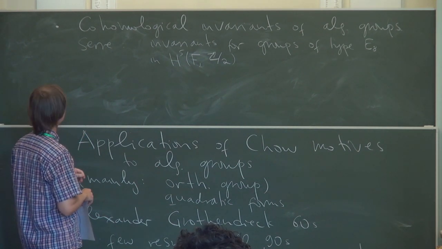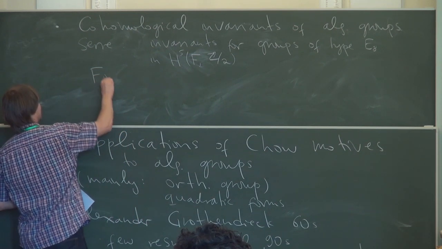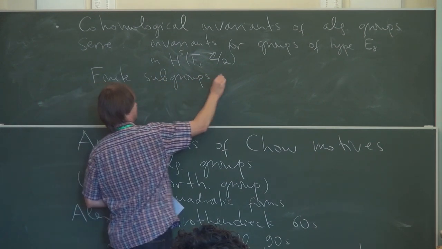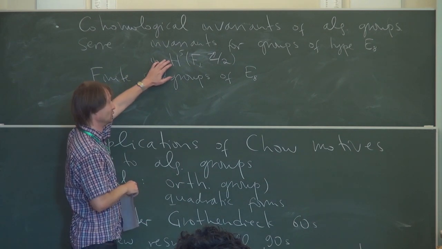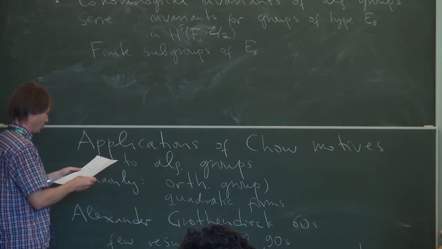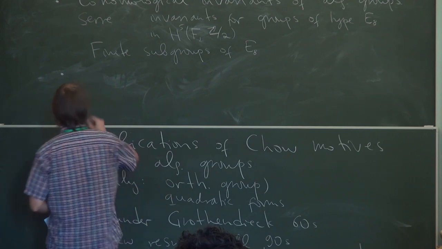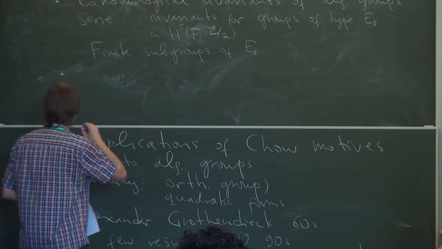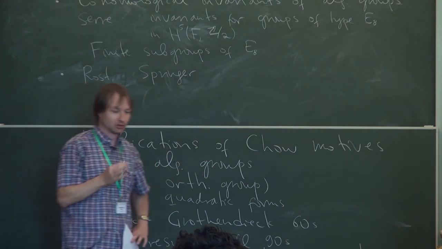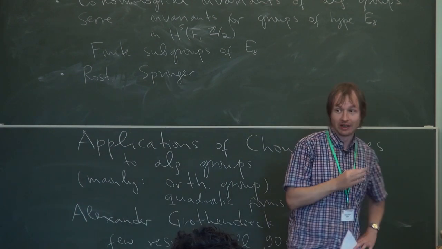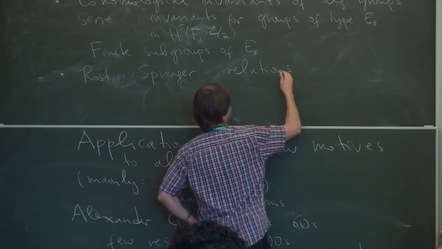And even more. One of the motivations here was the structure of finite subgroups of E8. And this can also be settled using this invariant. Well, and so let me mention the final application. Namely, maybe 20, 25 years ago, Rost and independently Springer raised a question about relations between the Rost invariant and rationality of parabolic subgroups of type E7. Well, so possible relations.